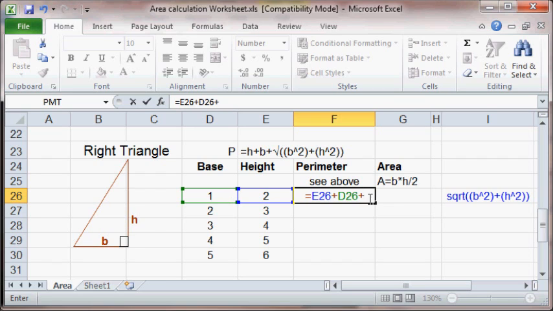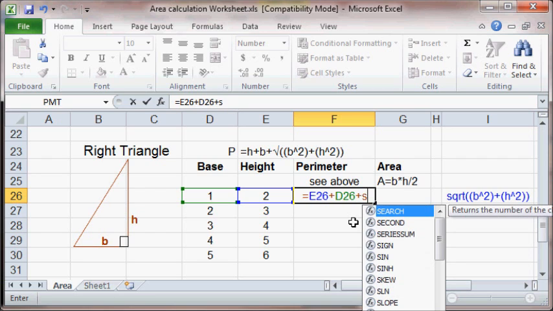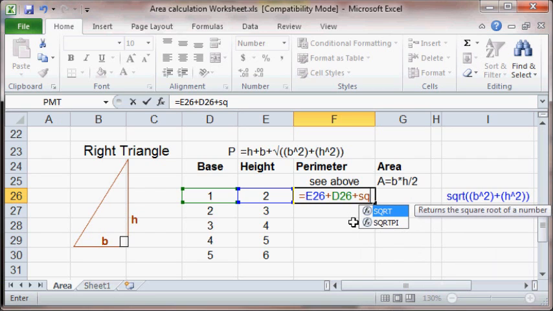And I want you to notice I put the formula over here on the side to use, just to help you figure this out. But if you didn't have that formula, how would you do this? Well, for any function you're familiar with, like square root, we'll just start to type the letters, SQ, and see what comes up. Excel offers suggestions. So here's square root.